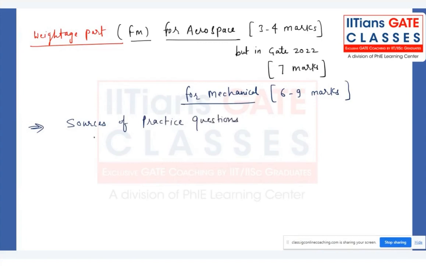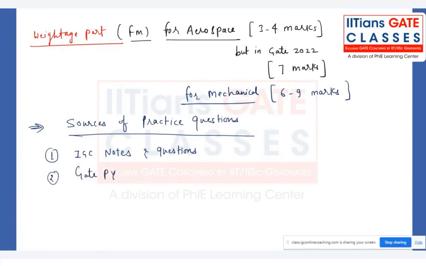What are all the sources for practicing the questions, guys? Right. So first is IGC notes and whatever questions we will be covering in the class. Second one will be the GATE previous year questions. The third one will be NPTEL assignment questions. And then fourth is a very important one, the test series.